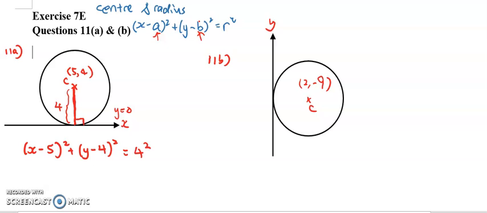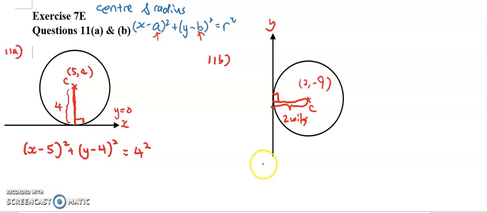Now how do we get the radius? Same concept: radius is always perpendicular to the tangent. If the circle touches the y-axis, the y-axis is a tangent to the circle. From the center, we draw a straight line, and this will be 90 degrees. So this will be 2 units. The radius is 2 units because the x coordinate of the center is 2.